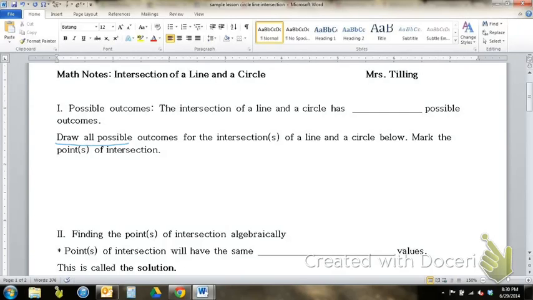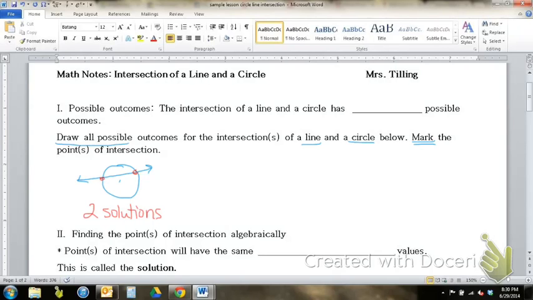So let's draw all the possible intersections of a line and a circle. And then it says to also mark the points of intersection. So let's just draw ourselves a circle here. Now if I want to draw a line that's going to intersect that circle, how could I draw it? Well, I could draw a line any way I want, but I'm just going to draw one right here. Alright, well how many times did that line intersect that circle? Well, it intersected here, and it intersected over here, for a grand total of 2 intersections or 2 solutions.